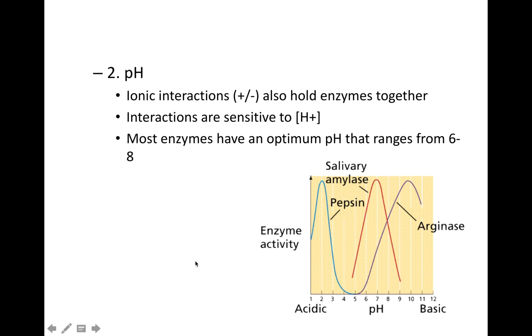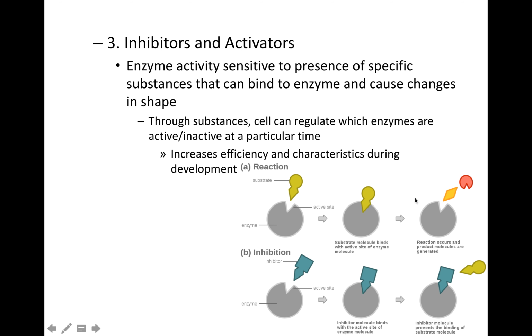Okay. pH, same thing. Some enzymes work really well in a certain range, and if it's below or above that range, then your chemical reaction is going to decrease. So we have a lot of enzymes that are sensitive to pH. This is just showing that pepsin's found in your stomach, so it works well in acidic concentrations. This is salivary amylase, an enzyme found in your saliva, so it's going to be around neutral. And then arginase, I'm not exactly sure where arginase is at.